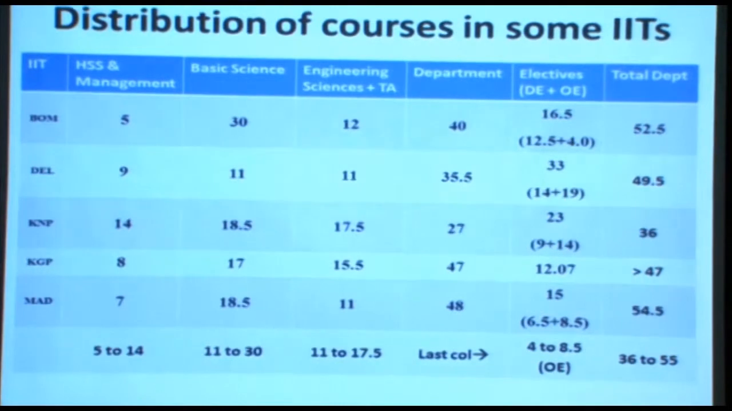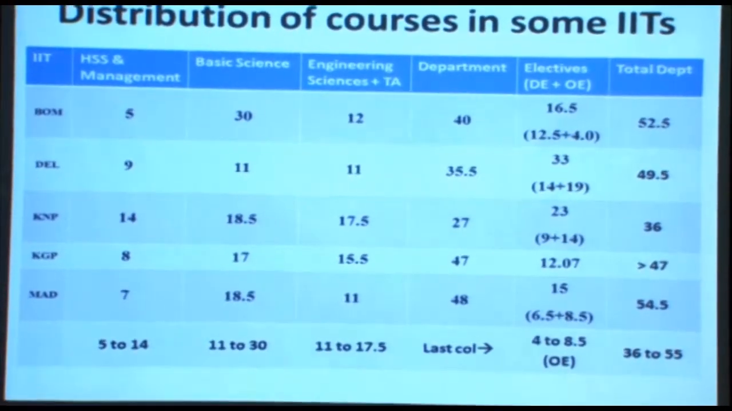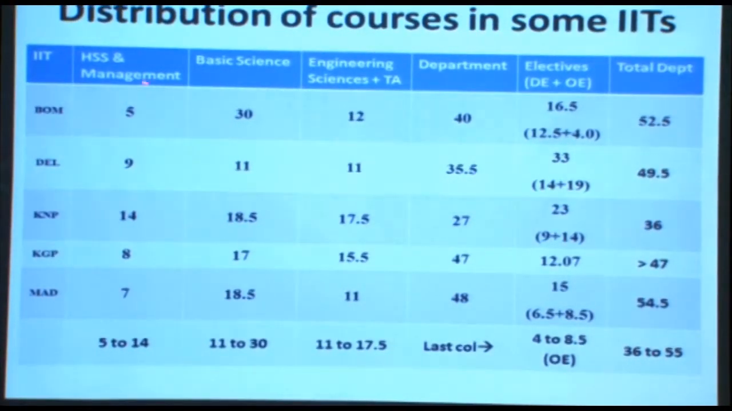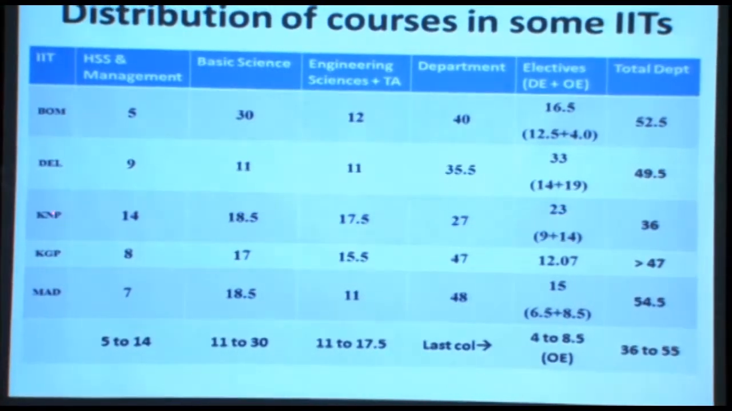Okay, I've not done the IISc out here because the undergraduate program is not there in the IISc. So you can see out here I've listed Bombay, Delhi, Kanpur, Kharagpur, and Madras, and the division in terms of the course structures and the different components: the humanities and management, the basic sciences, the engineering sciences and the technical arts, or the workshop, then you have the department, and then you have the electives, and this is the total department component, taking the compulsory department and the department elective together.